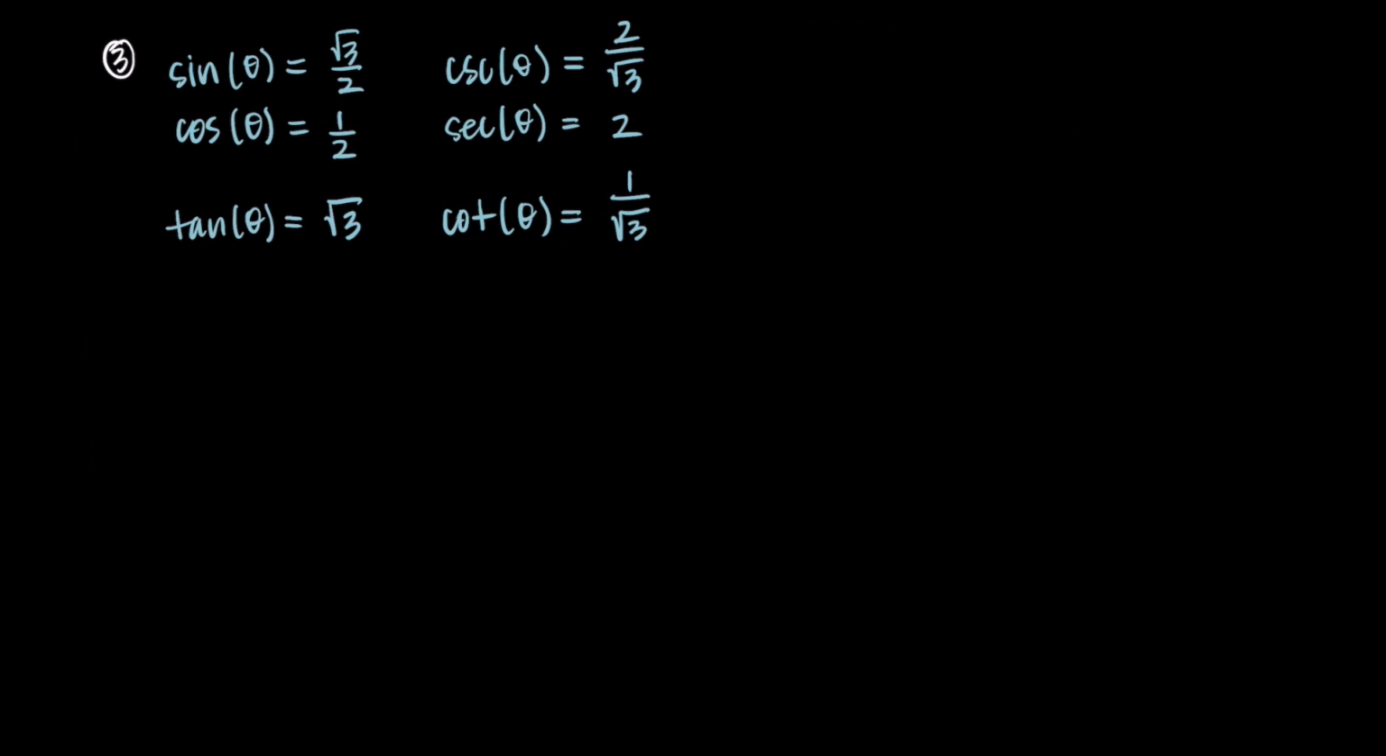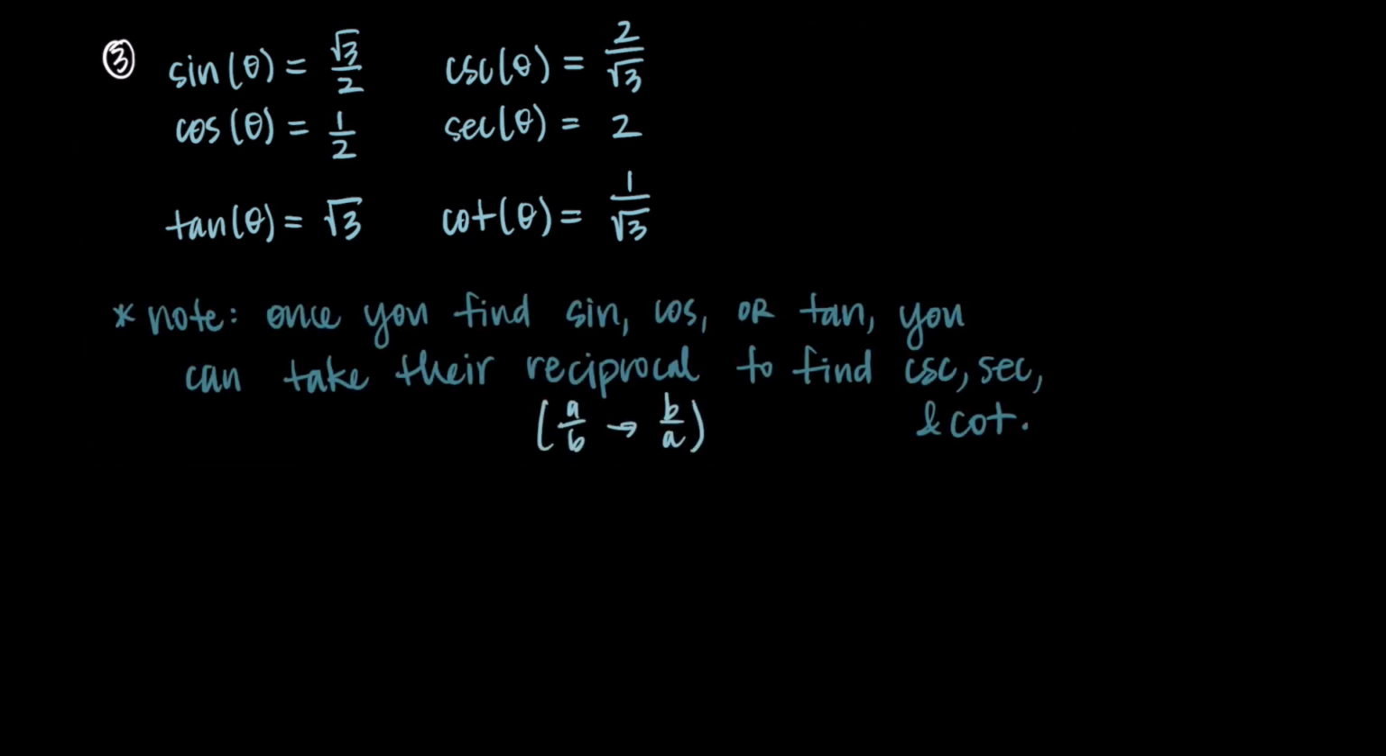Then for tangent, we have square root of 3. That's like doing square root of 3 over 1, since we can always have that divided by 1. And so when we take the reciprocal for cotangent, I'm getting 1 over square root 3. So you can see how these all have this relationship where you go from one to the other by taking the reciprocal and vice versa. Once you've found either sine, cosine, or tangent, you basically already have cosecant, secant, or cotangent, if you want.